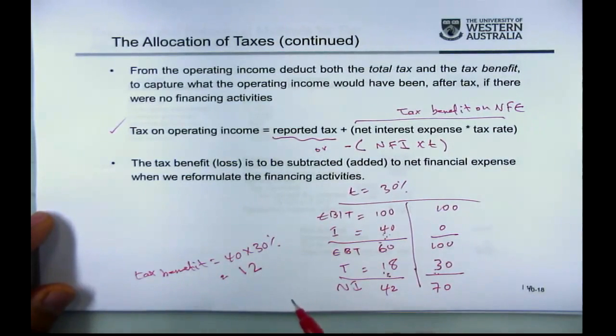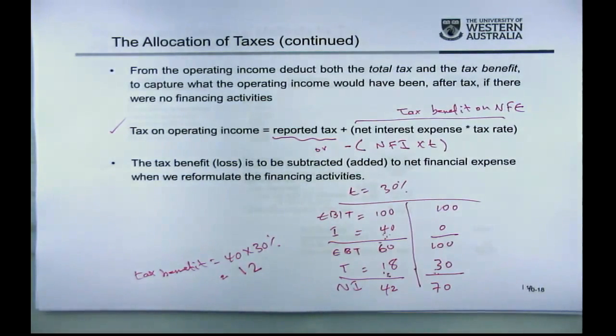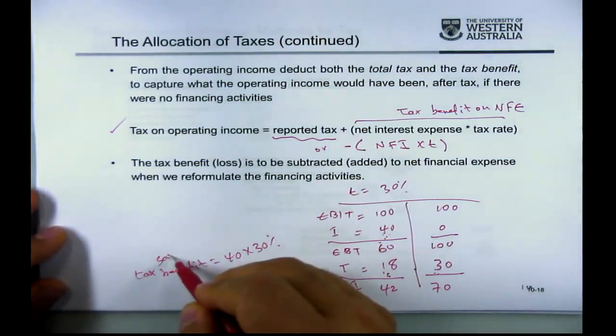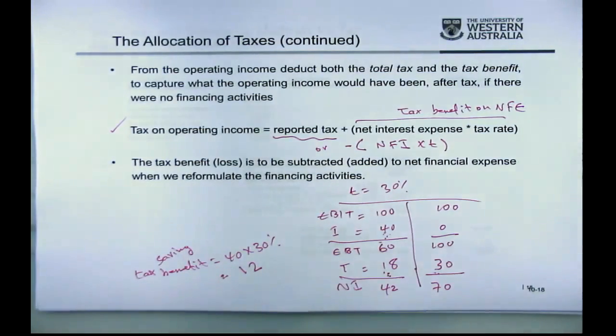See? So the tax benefit or saving is 12. So because interest expense is tax deductible, we reduce the tax bill from 30 down to 18. Right? So there was a tax saving. This tax saving reduced the tax bill. Okay? So when we calculate the tax on operating income, we add back this tax saving to isolate the effect of the financing item, which is the interest expense. It is a financing item.